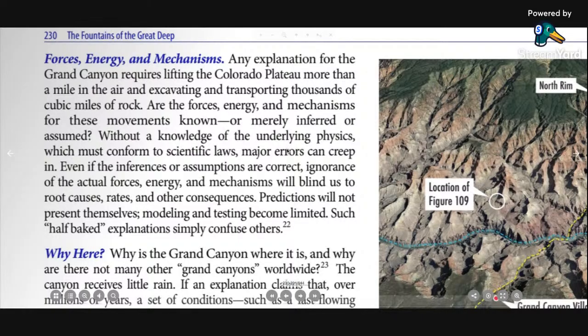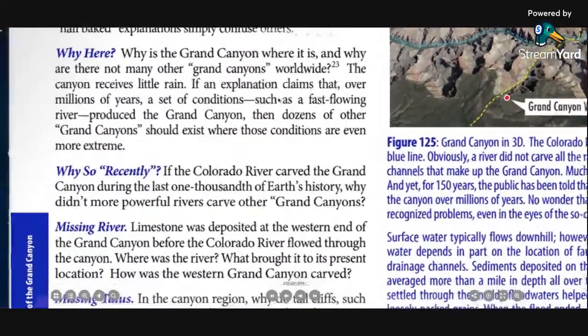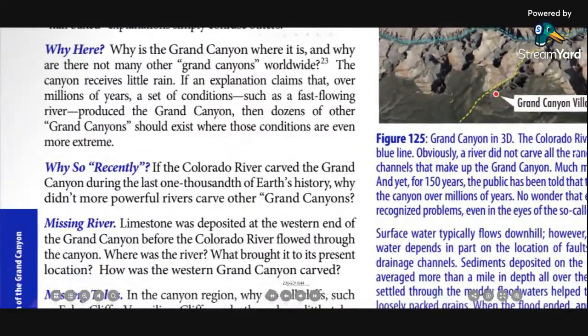Predictions will not present themselves. Modeling and testing become limited. Such half-baked explanations simply confuse others. Why here? Why is the Grand Canyon where it is? And why are there not many other Grand Canyons worldwide?